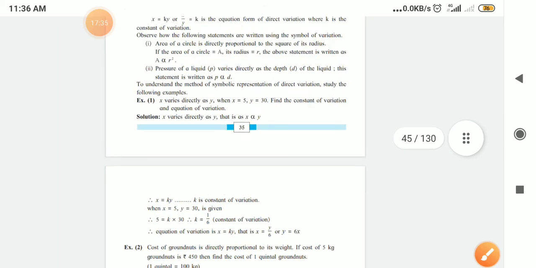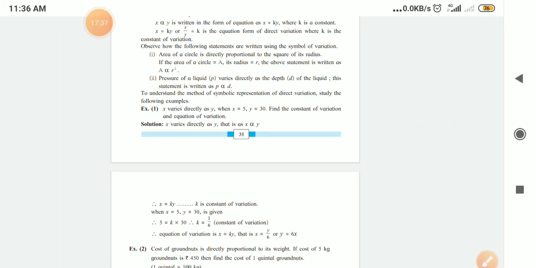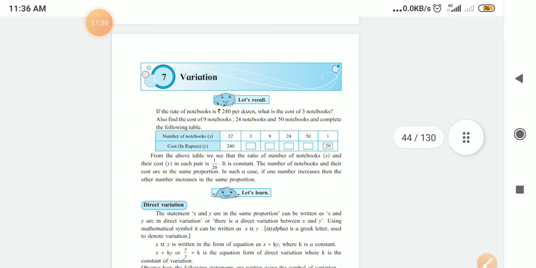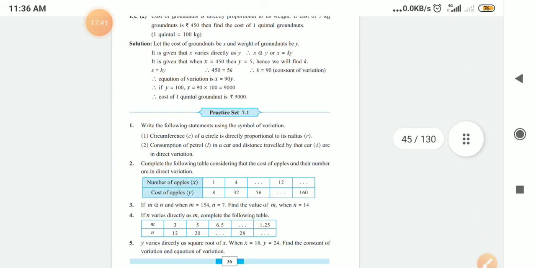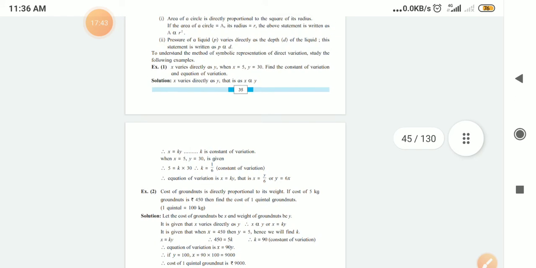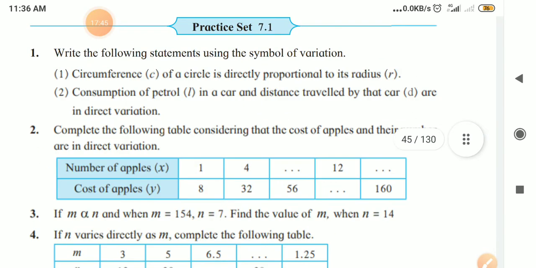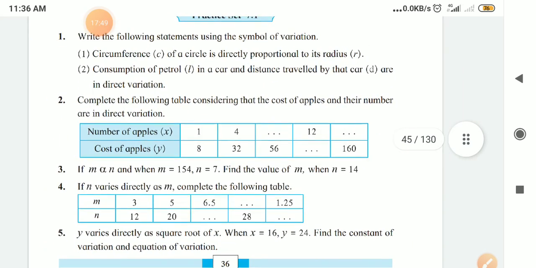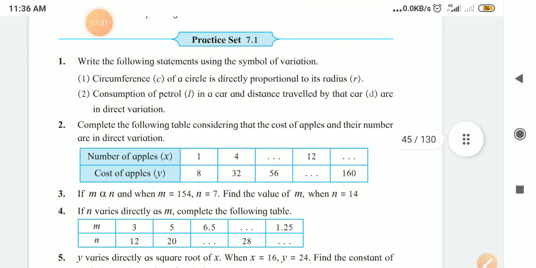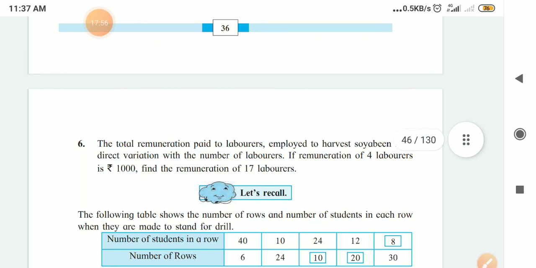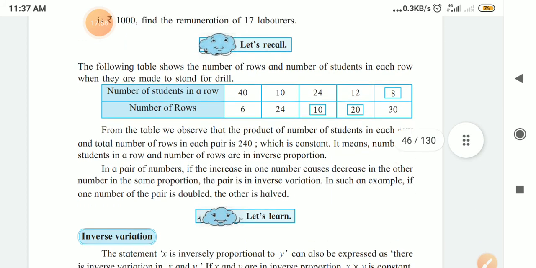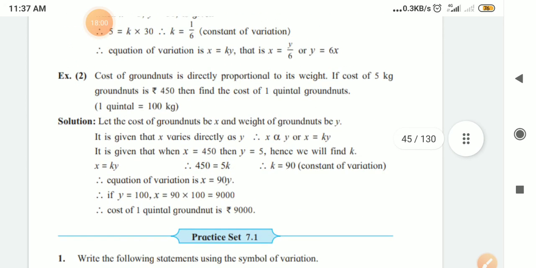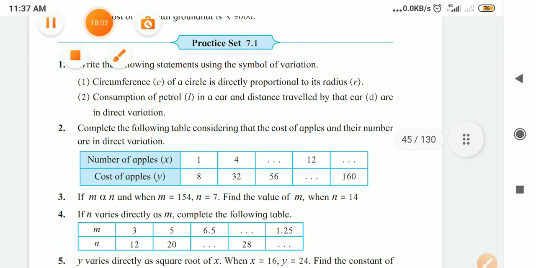All of you today complete this direct variation and inverse variation. Understand this one first, then direct variation and its 2 examples. Note down the first and second solved examples in your notebook, and after that solve practice set 7.1. It is very easy. Tomorrow we will see the next part of our lesson. So today we will stop here only. Okay, thank you.